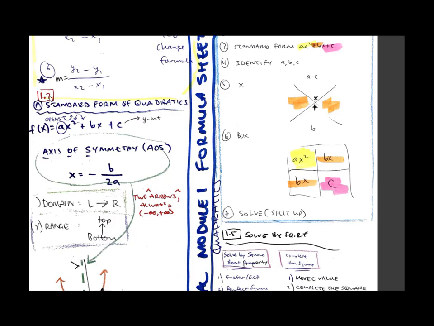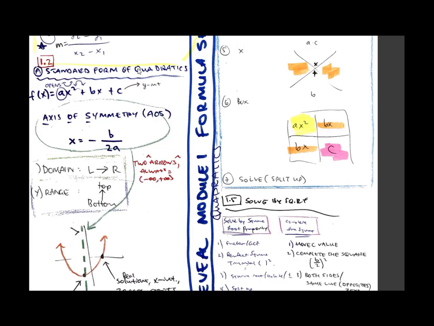In 1.2, we talked about the standard form of quadratics. f of x equals ax squared plus bx plus c. Notice there's no parentheses. The c value is going to tell you the y-intercept, and the a value, if it's positive, is going to open up, and if it's a negative number, it's going to open down. Negative people frown.